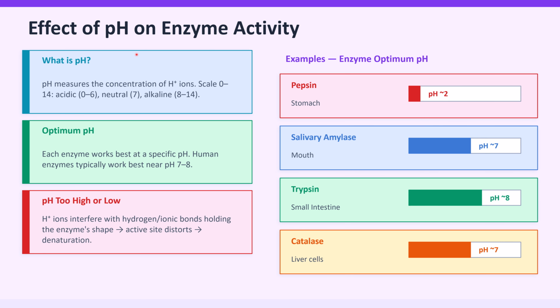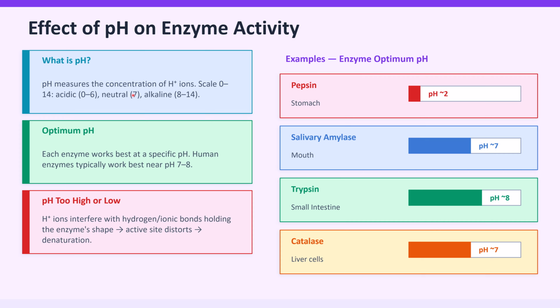Every enzyme has the optimum pH where it works at its absolute best. In humans, most enzymes like to stay near pH 7 or 8, but there are some famous exceptions. Now let's look at what pH is.